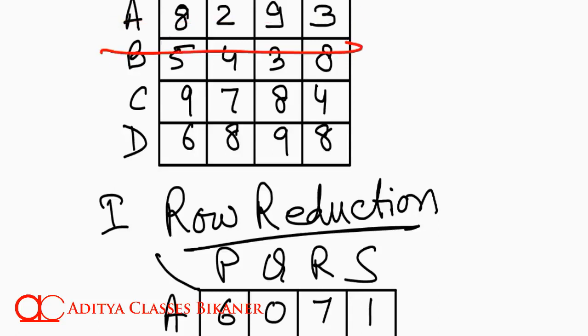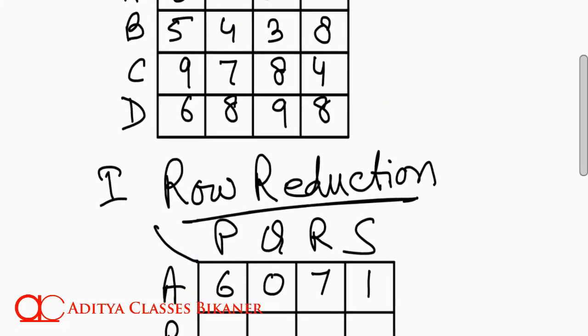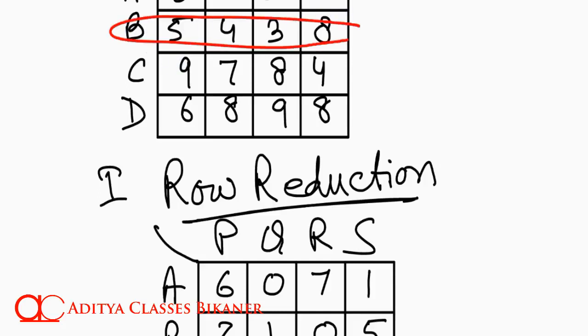Now let us proceed to row reduction of the second row. What do we have? We have the minimum as 3. So this 3 will be subtracted from all values. 5 minus 3, 4 minus 3, 3 minus 3 and 8 minus 3. So let us go ahead and subtract this 3 from all. 5 minus 3 gives me a 2. 4 minus 3 gives me a 1. 3 minus 3 is 0. 8 minus 3 is 5. So this is row reduction for my second row.